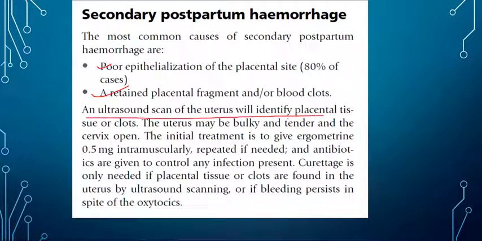So to rule out any possibility of placental fragment still being inside, you have to do an ultrasound. In those cases, you can find that the uterus is still bulky, sometimes even tender, and the cervix open. The initial treatment is to give syntocinon or ergometrine, and if there is a possibility of infection, then give antibiotic. If you find products of placenta still there, then you have to go for suction curettage or just dilation and curettage.